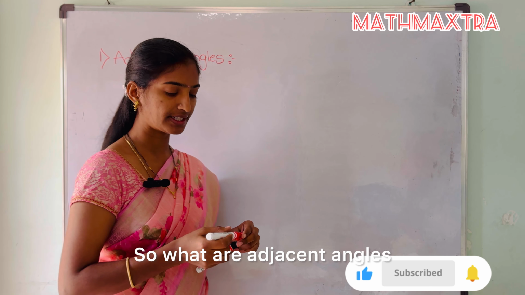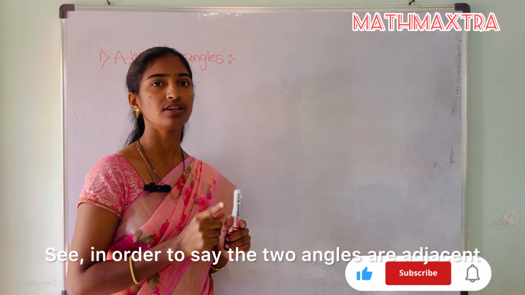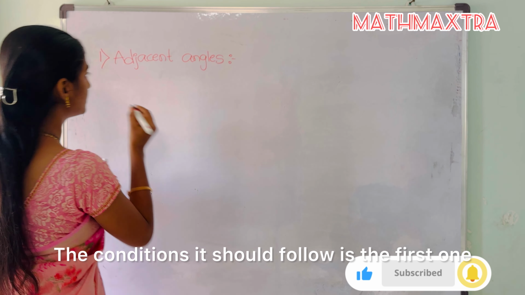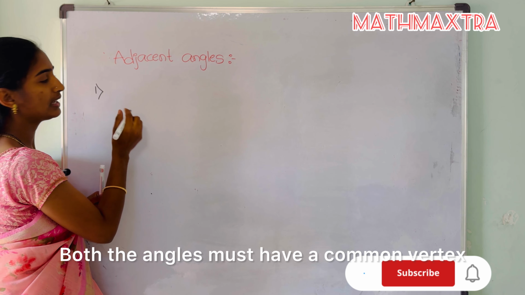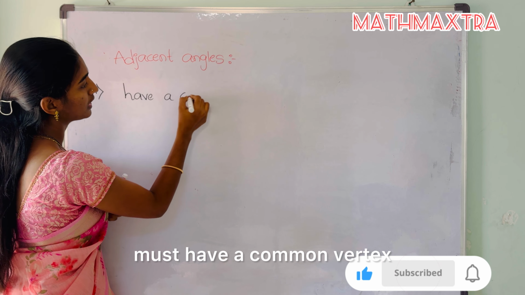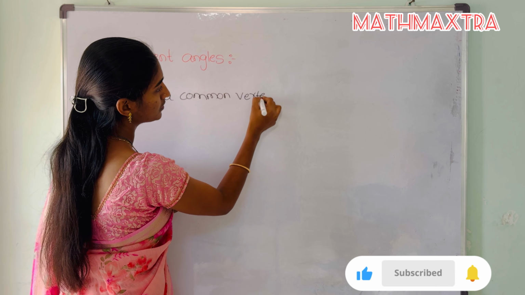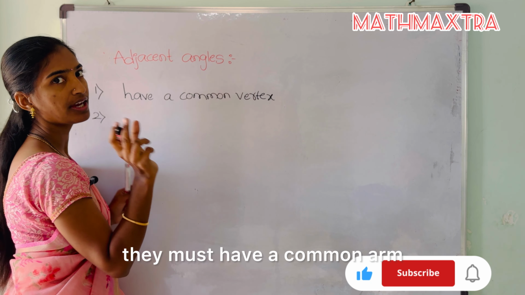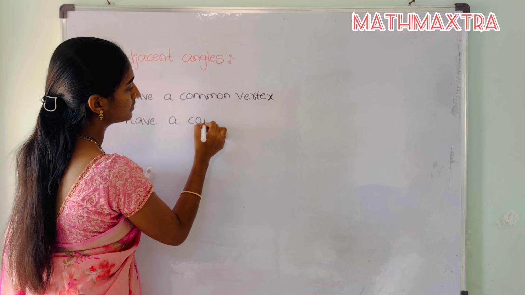So what are adjacent angles? In order to say the two angles are adjacent, we should follow three conditions. The first one: both the angles must have a common vertex. The second condition: they must have a common arm.